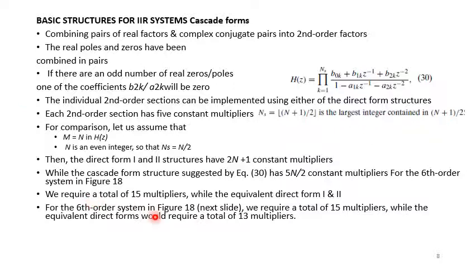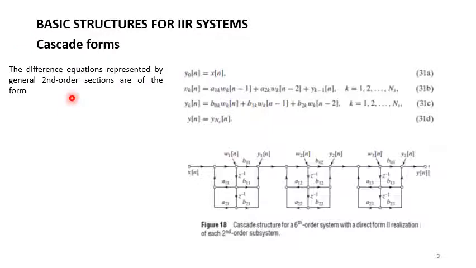For the sixth order system that you'll see on the next slide, we require a total number of 15 multipliers, while the equivalent direct forms would require a total of 13 multipliers. The difference equations represented by the general second order sections are of the form as shown here. The input-output nodes are represented by y of k. So for example, y of 0 represents the input, which is this one, whereas these are the intermediate nodes.